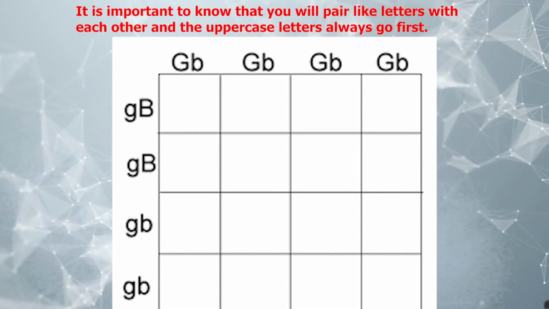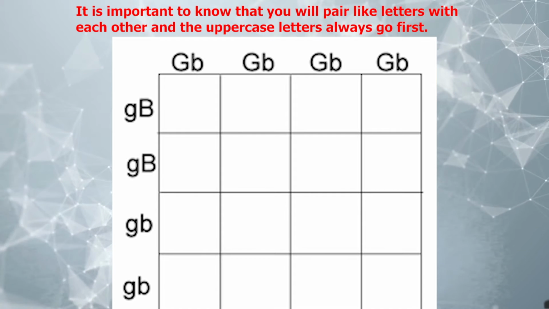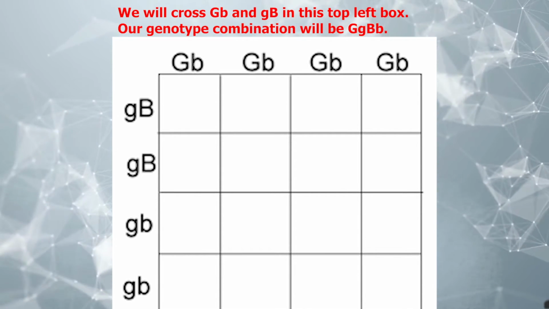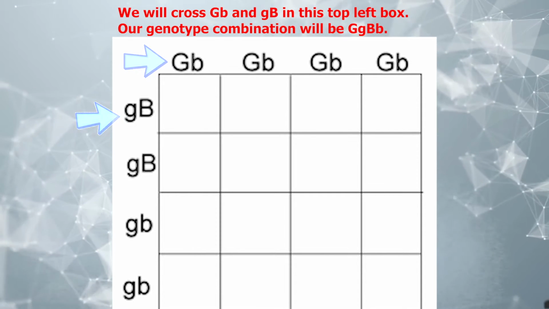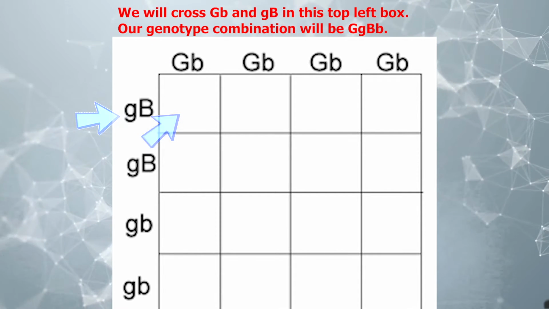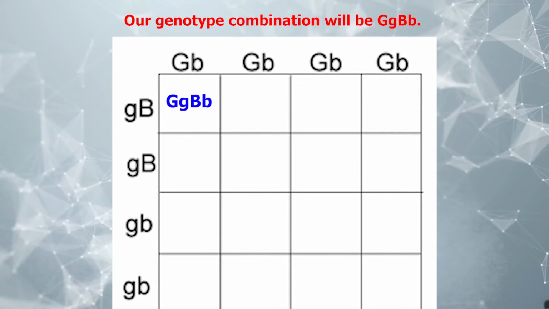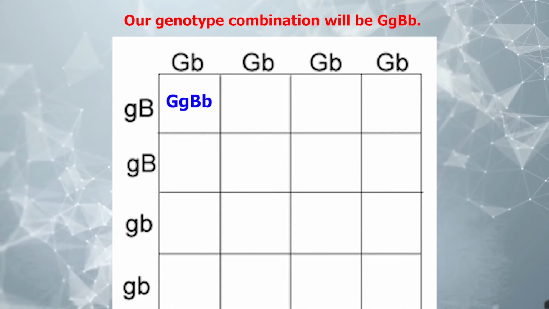It is important to note that you will pair like letters with each other, and the uppercase letters will always go first. So for example, we will cross capital G and lowercase b and lowercase g and capital B in this top left box. Our genotype combination will be capital G, lowercase g, capital B, lowercase b.